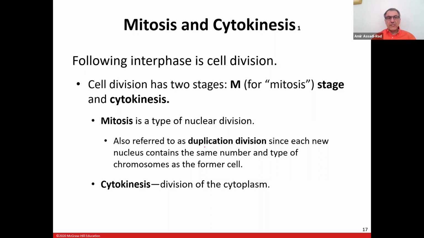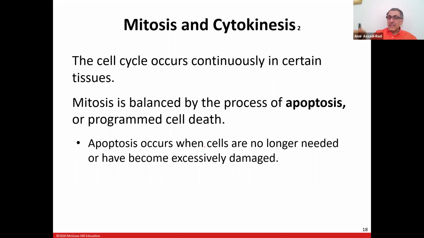So mitosis, the M stage. M is for mitosis, and cytokinesis is where the cytoplasm divides. Mitosis is typically nuclear division, duplication, and cytokinesis is division of the cytoplasm. This is what I was talking about, apoptosis. Apoptosis means programmed cell death.